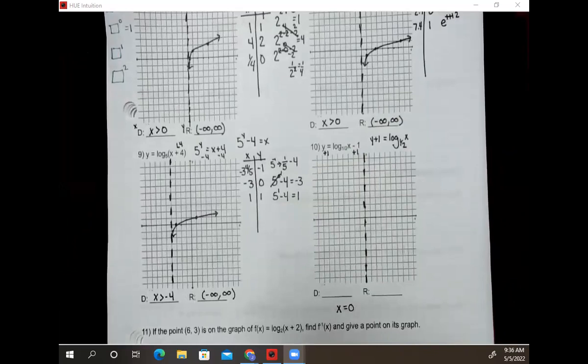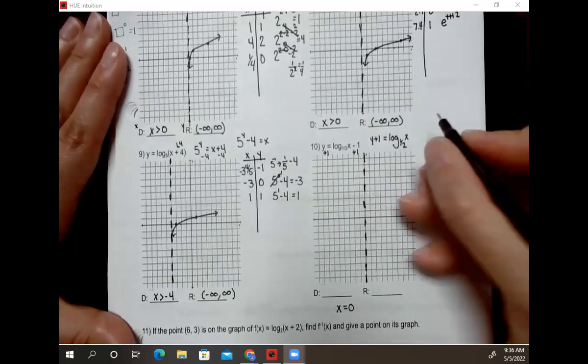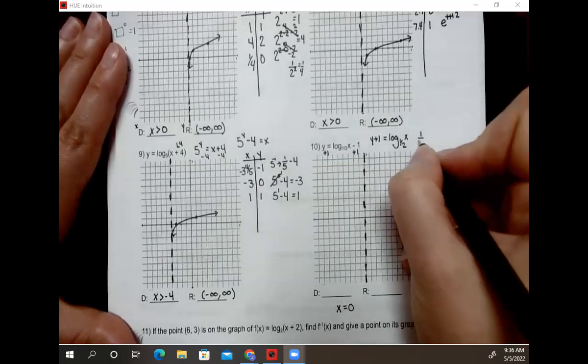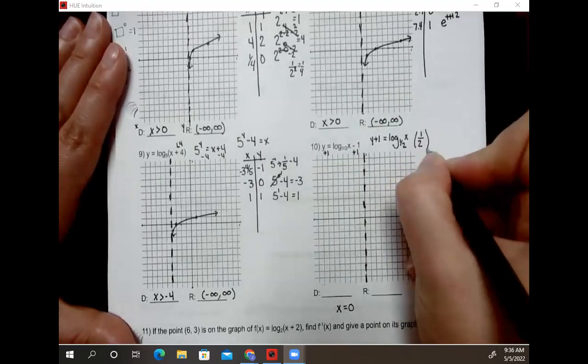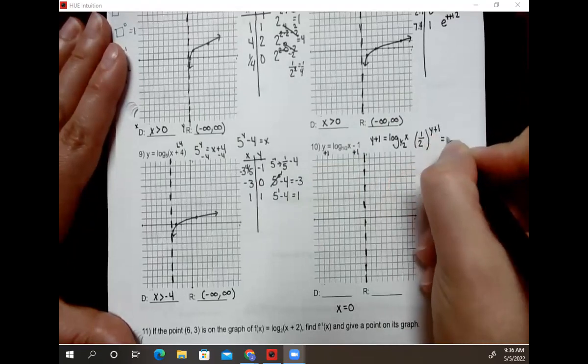I'm going to go ahead and just work with what we have here. You don't have to use that special property as we saw in our notes. It works if you use the property to rewrite it as a negative. It works if you leave it as a 1/2. So I'm going to save us a couple of steps here and leave it as that 1/2. So when I change this to its exponential form, I would have 1/2 to the y plus 1 equals x.